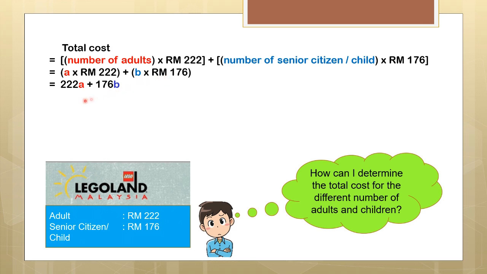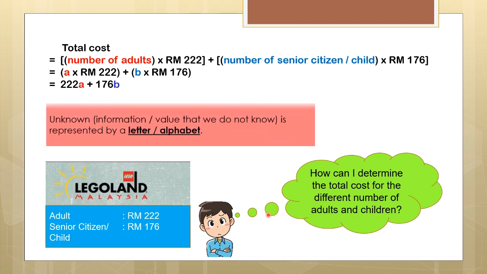And then this is what we get: 222 times A, 222A, 176 times B, we get 176B. So A and B is the variable, okay? It's the variable in this expression. So the unknown or the information that we do not know, we're going to represent it using a letter or alphabet. Okay, then you'll feel like, seems like still okay, makes sense, right?